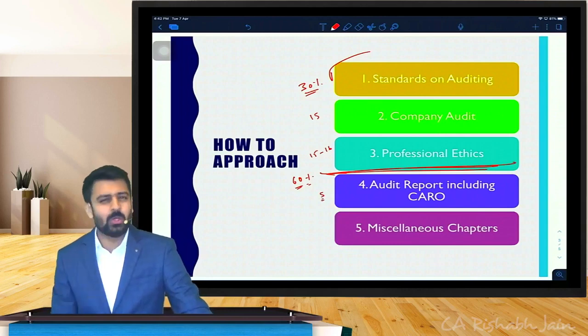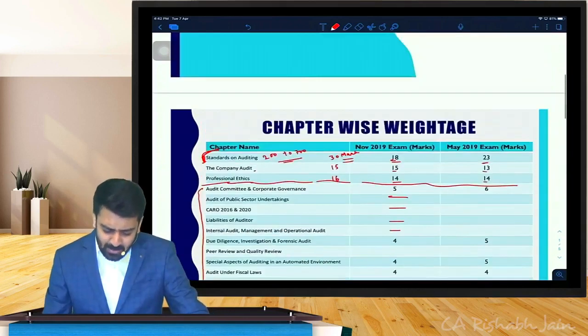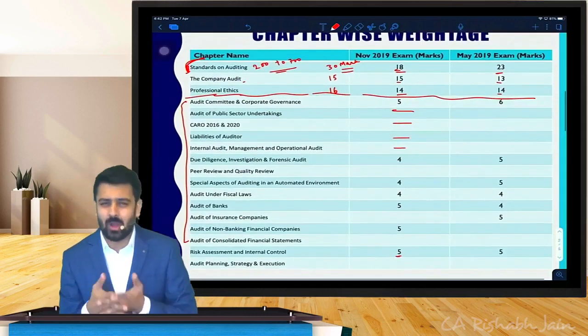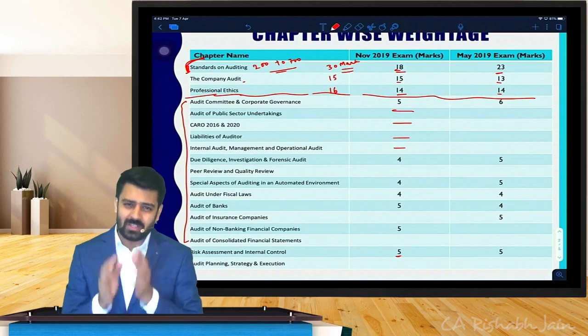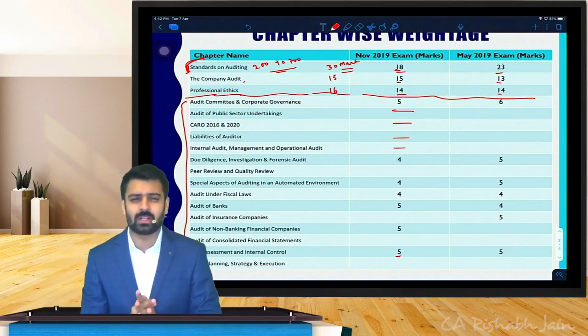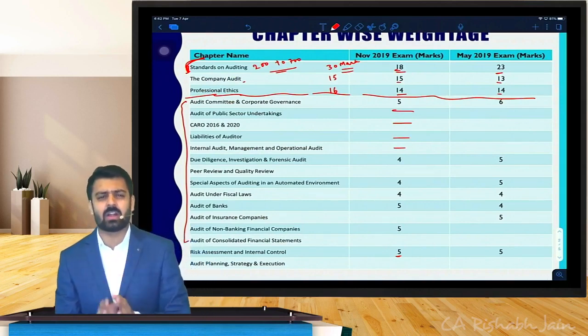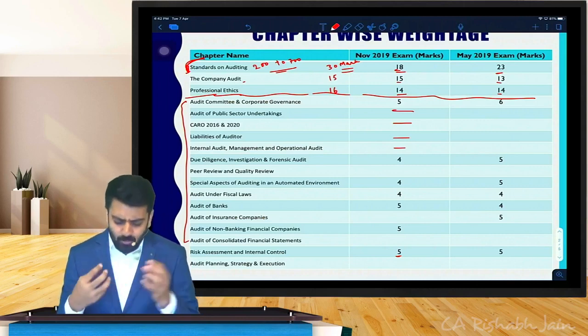Now, after these core chapters, you move on to miscellaneous chapters. So, what do we do about the miscellaneous chapters? Because, look at the list. You have bank audit, you have insurance audit, you have audit of PSU, you have investigation as a concept, peer review as a concept. Every single thing is part of your syllabus. How do we approach that?